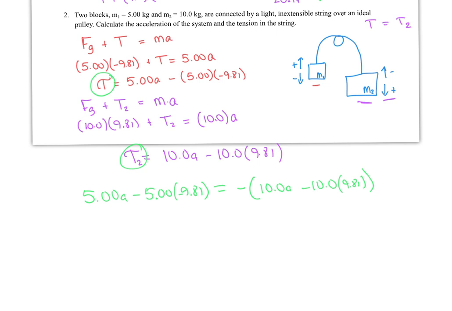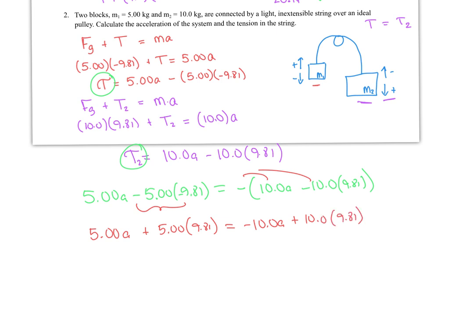And now I'm solving for one variable. All right, so simplify this. This is a negative times a negative. So I have 5a plus 5.00 times 9.81 over here. Distribute, negative 10a plus 10 times 9.81. And now I'm ready to solve. Variables to one side, numbers to the other, and then divide, right? So I'm going to move this over there. I'm going to move this over here, and then I'm going to solve.